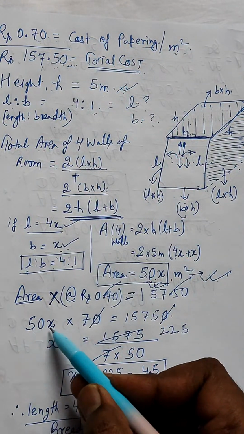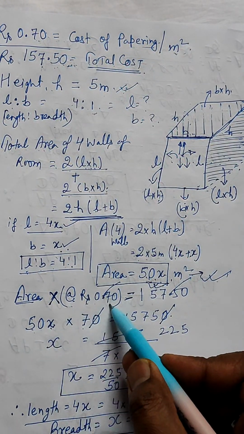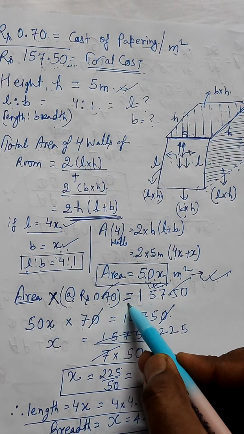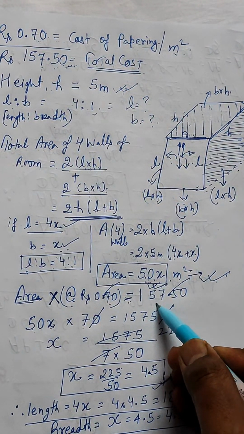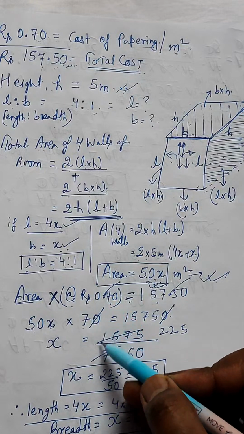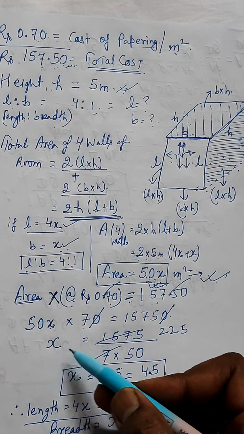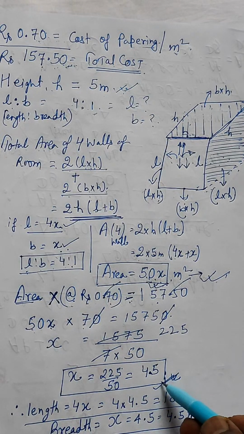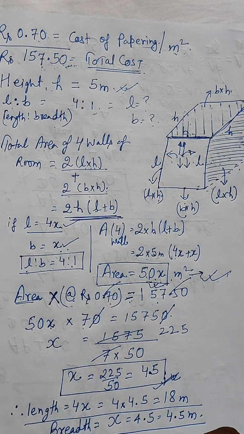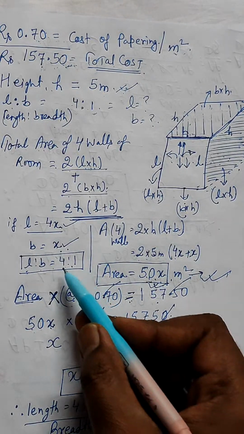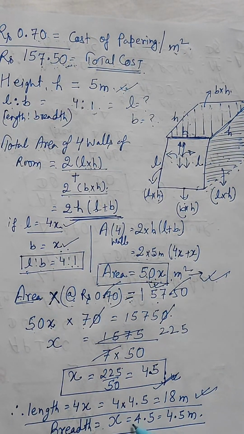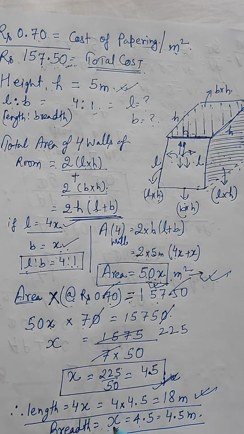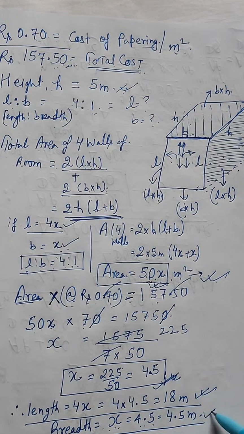square. So 50x will be multiplied with rupees 0.70, and the total cost, which is 157.50, will come to you, right? After doing this simple calculation, we calculate the value of this variable x, which comes as 4.5, and since length and breadth are in the ratio 4x is to x, 4 is to 1, the length will be 4 into 4.5, which is equal to 18 meter, and breadth will be only x, the value of x is 4.5, so breadth will be 4.5 meter.